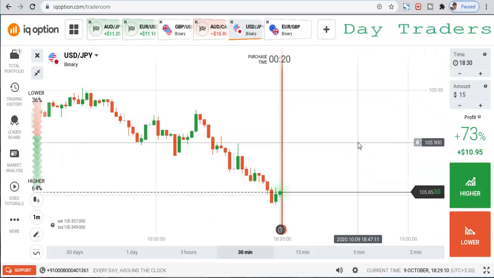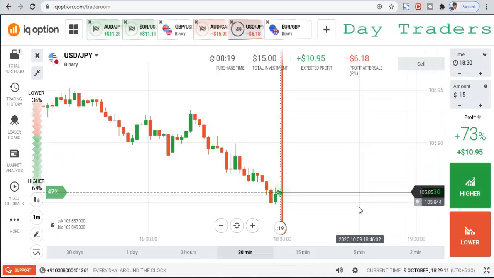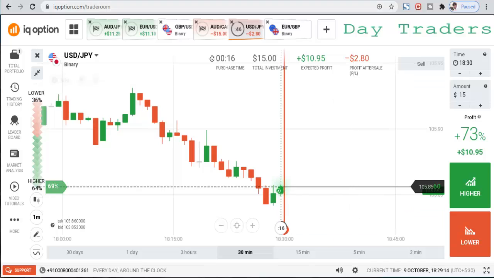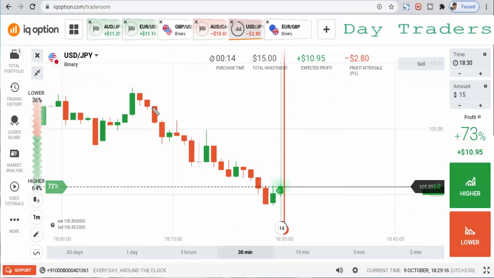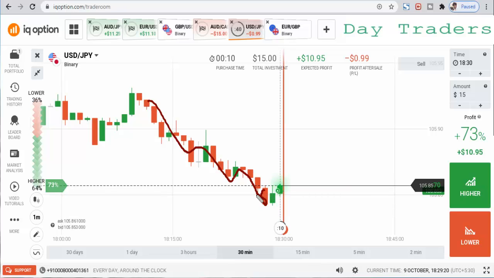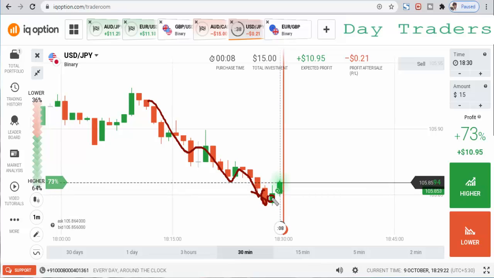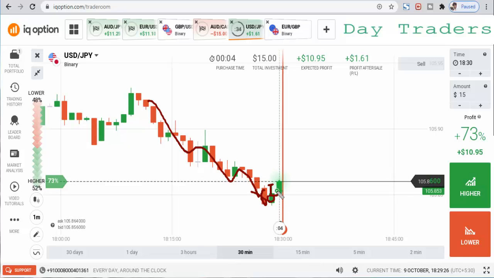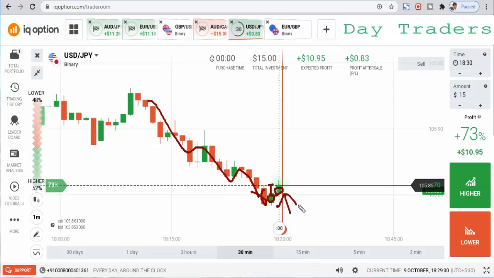Okay, we'll place a higher option. After this downtrend market, this is a Marubozu candle, and this candle is a very strong bullish candle. This candle makes a new high, so there is a gap, some buyers enter the market, so that's the reason I place a higher option.